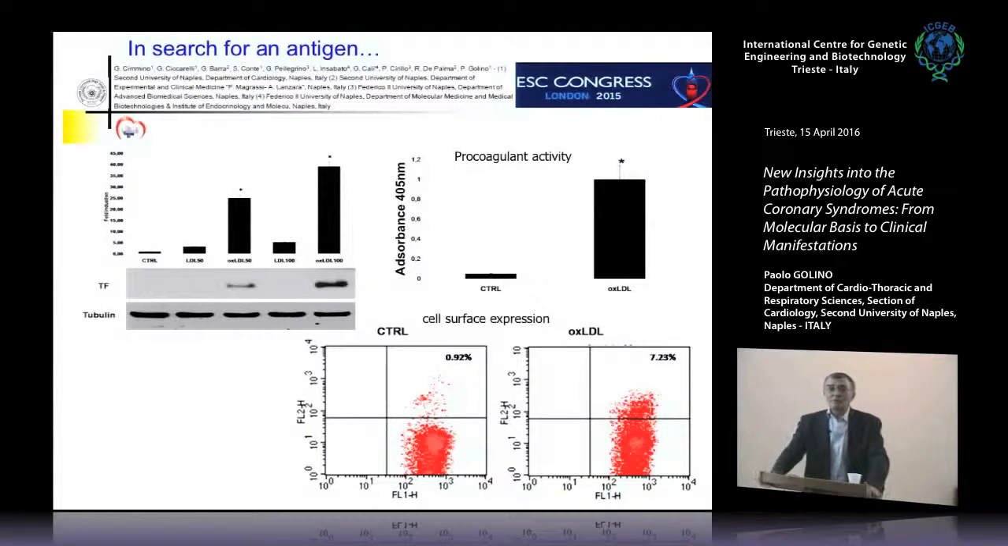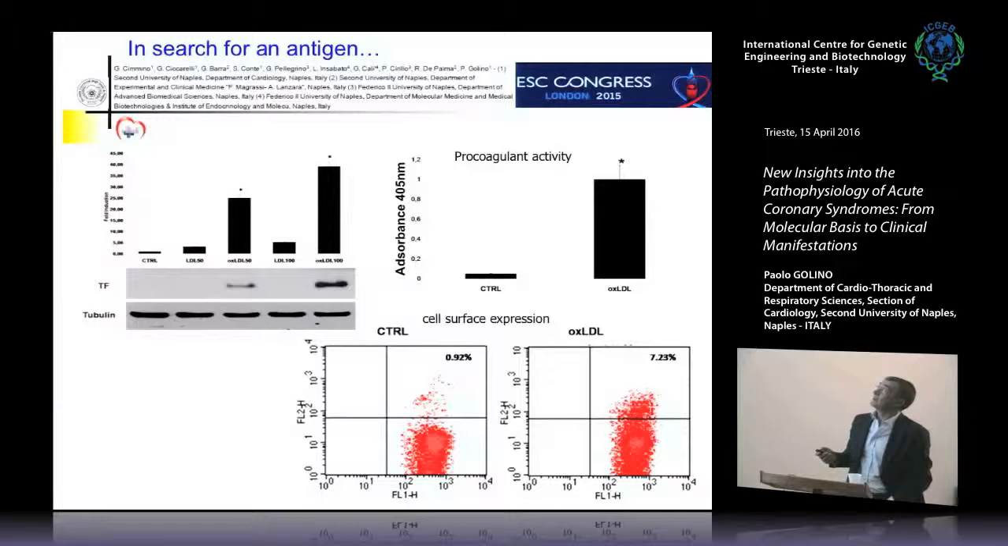One good candidate could be oxidized LDL. We know that LDL are quite present in the coronary plaque. We know that this subendothelial space is a highly oxidative one, and LDL get modified there by getting oxidized. So this is another series of experiments that Giovanni did.